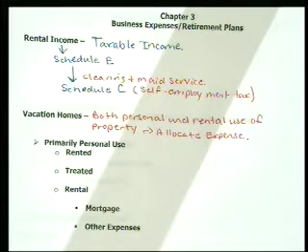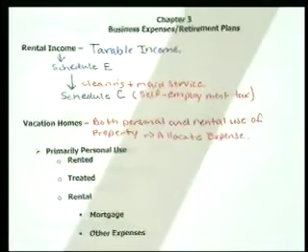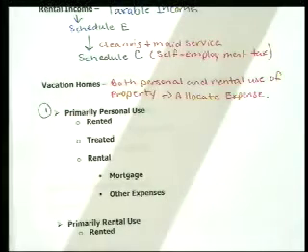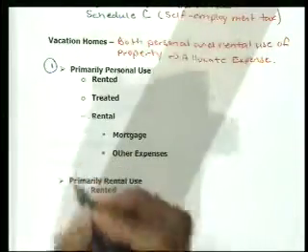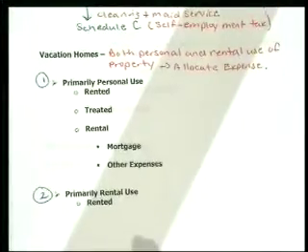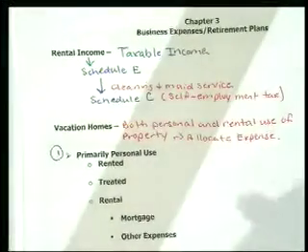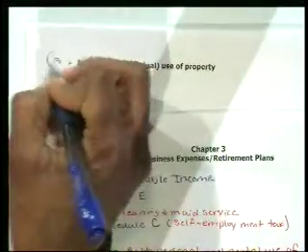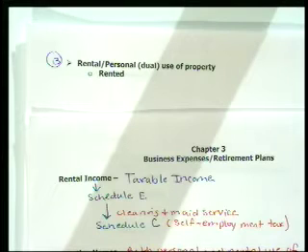Okay, so the way they separate it out, if you look on page 3-2, there is rental that's considered primarily personal. Then we have rental that is considered primarily rental, with not much, if any, personal use. And then we have rental that is both personal and rental, so it has a dual use. Okay, so let's look at what qualifies for these items.